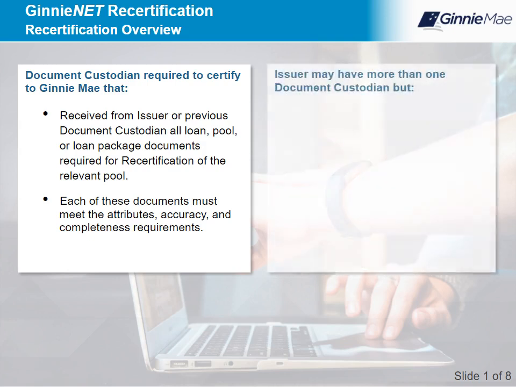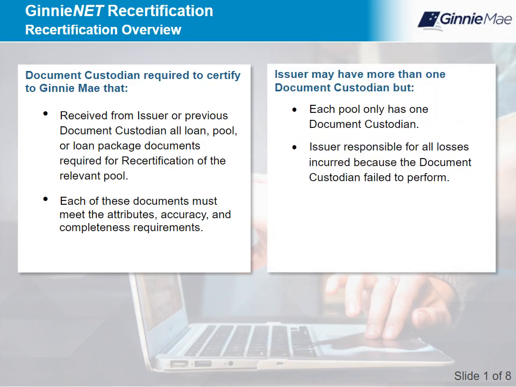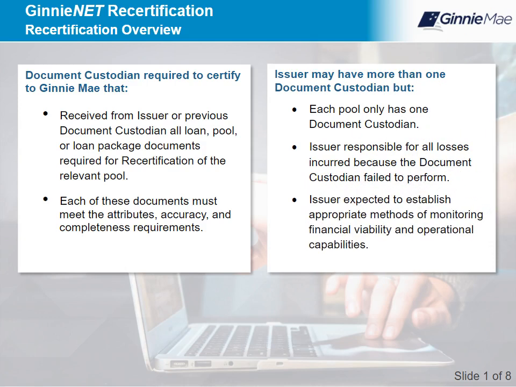The issuer may have more than one document custodian, but each pool only has one document custodian. The issuer is responsible for any and all losses incurred because the document custodian failed to perform. The issuer is expected to establish appropriate methods of monitoring the financial viability and operational capabilities.